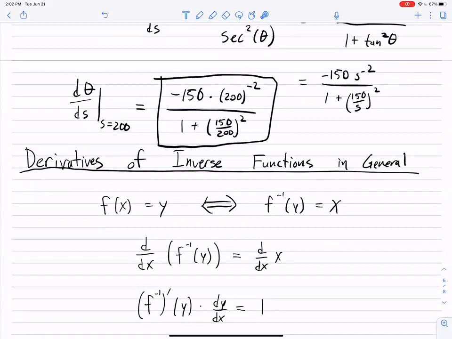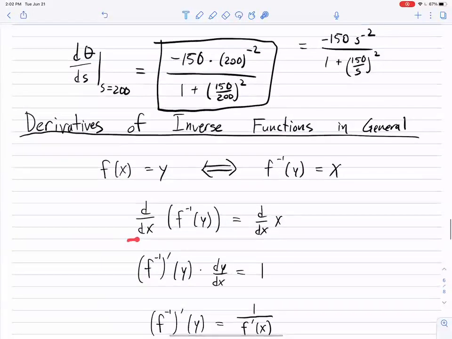general. There's actually nothing special about the trig functions, or like we did last time with exponential functions. We can do this with any function. If you have a function f of x is equal to y, which is just our standard way of saying function f takes in x and spits out y, well, that's equivalent to saying the inverse function takes in a y value and spits out x.